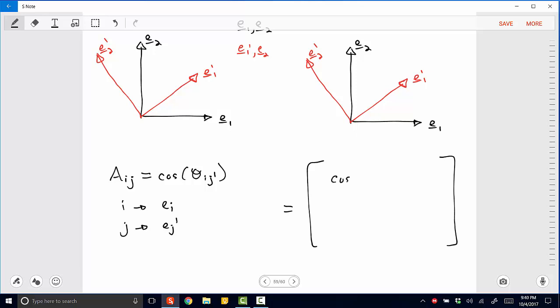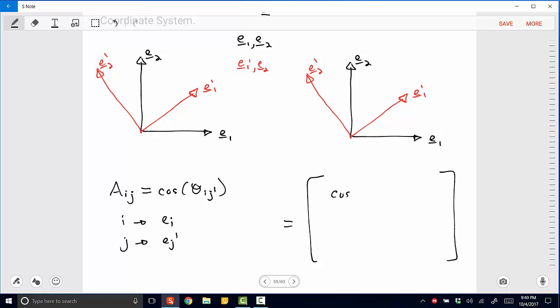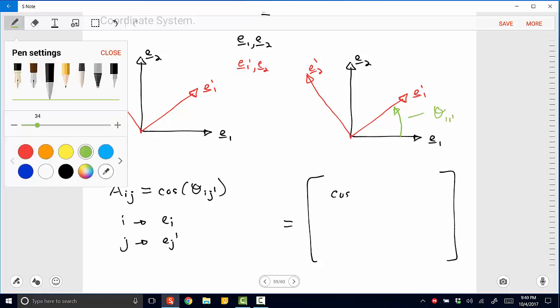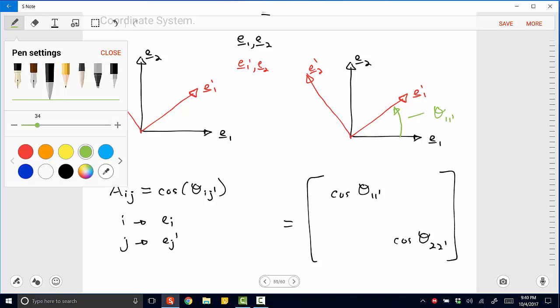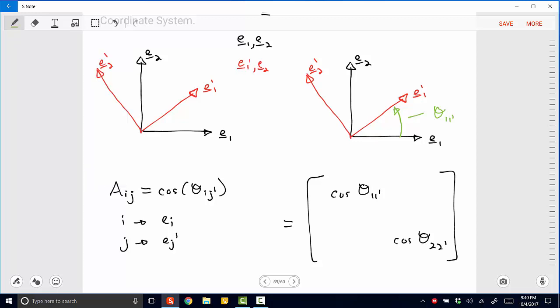So what is the cosine theta 1 prime? What is that angle? We're going from our E1 base vector, and we're finding the angle between it and E1 prime. That is our theta 1 prime. And we repeat this process. Cosine theta 2 prime: the angle between base vector 2 and base vector 2 prime, theta 2 prime.